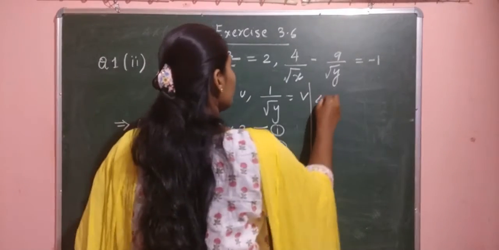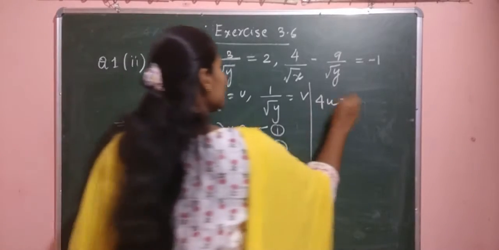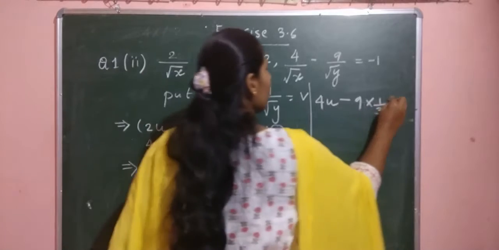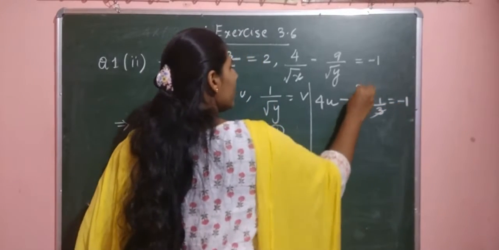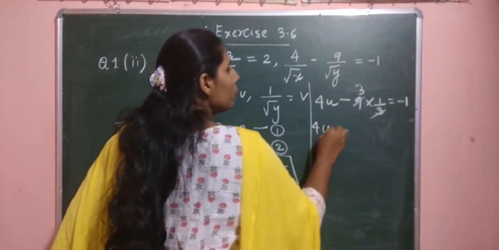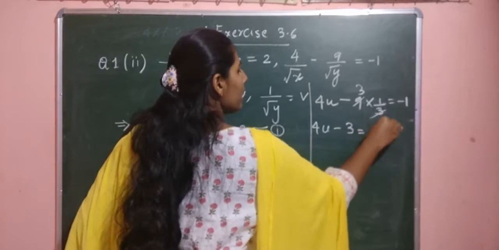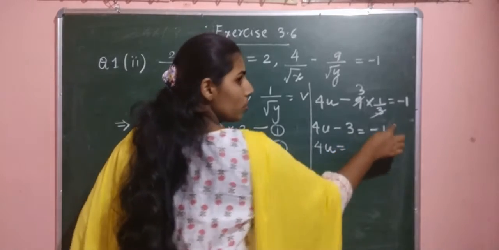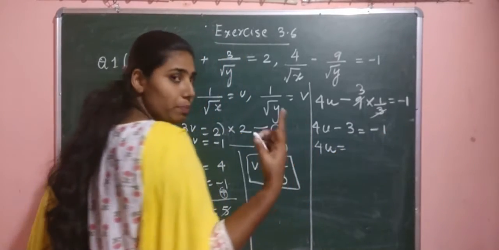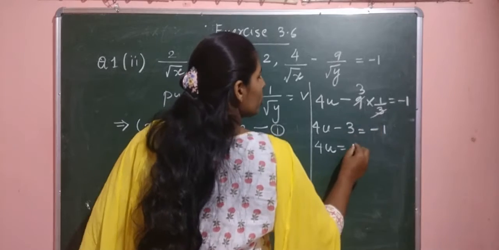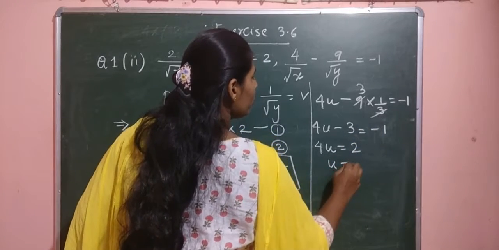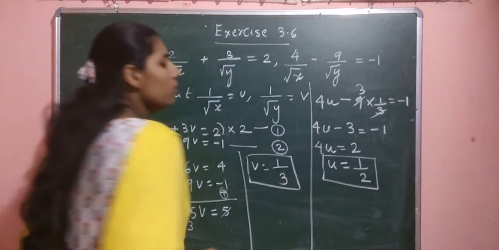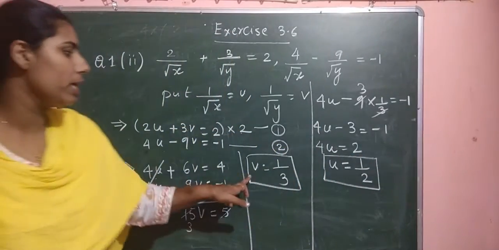So what will I get? 4u minus 9 into 1 upon 3 is equal to minus 1. So 3 and 9 will go 3 times. So I will get 4u minus 3 is equal to minus 1, or 4u is equal to minus 1 plus 3, as the 3 will go to that side. So 3 minus 1 will give you 2, or u is equal to 1 by 2. Okay. So from here we have got the values of v and u.